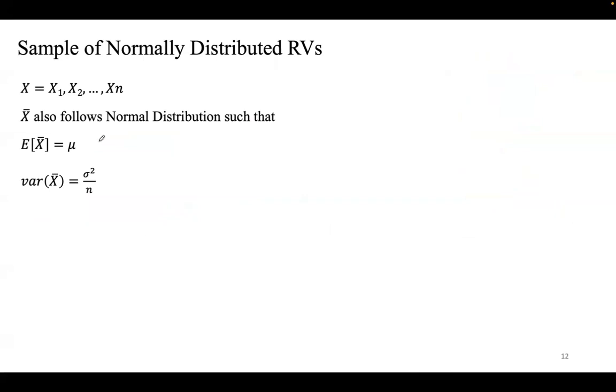I think this was also mentioned somewhere. So if you have a lot of normal distributions, each of them is a normal distribution. If you're taking averages, so the average of all of them, each of these being a normal distribution, the average of normal distributions will also follow a normal distribution, with the mu being the same, but the variance gets divided by n.